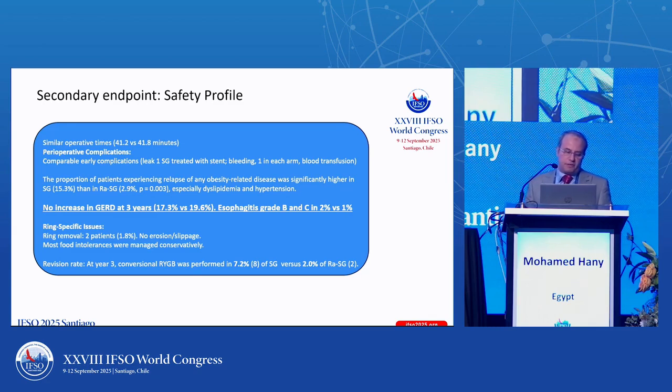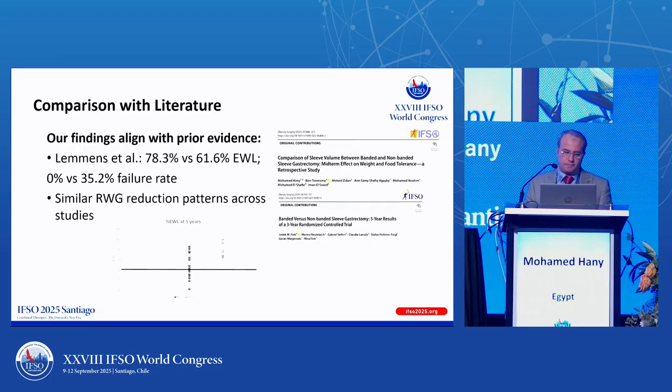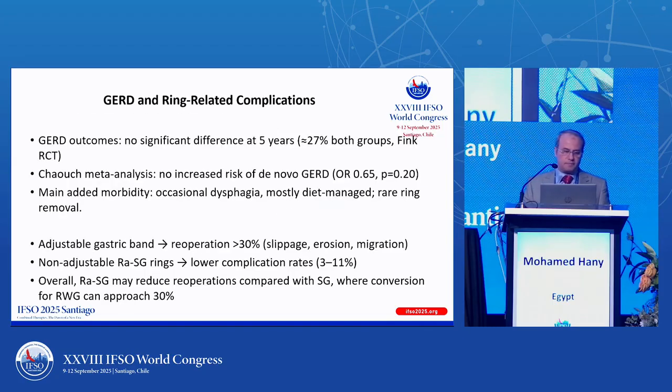As for revision rate at year 3, we have conversion to RYGB in 8 patients of standard sleeve versus 2 patients in ring-augmented, due to weight regain and reflux. When we compare to the literature, we found that the results are the same. Lemes et al., in a retrospective analysis, found also that ring-augmented did better, with a 0 failure rate. And this is also replicated in many studies by Fink and our earlier study published.